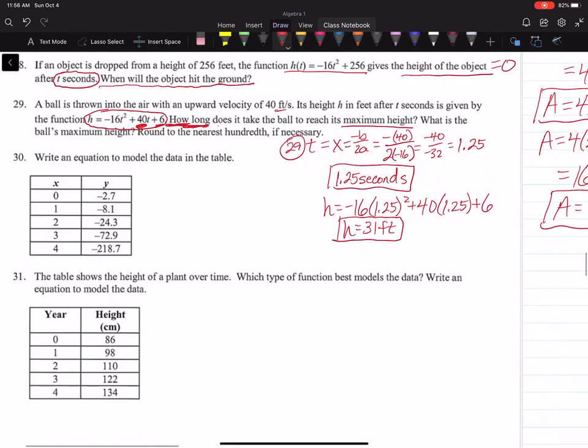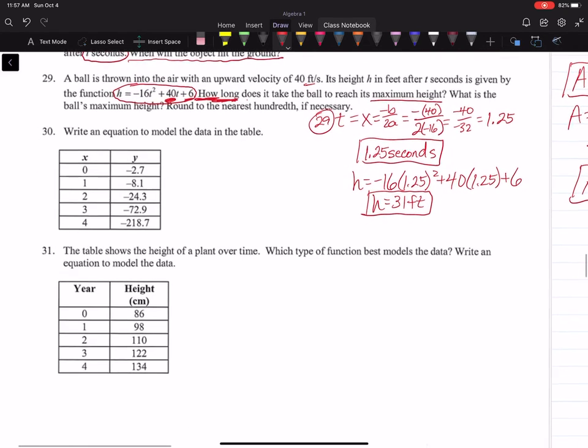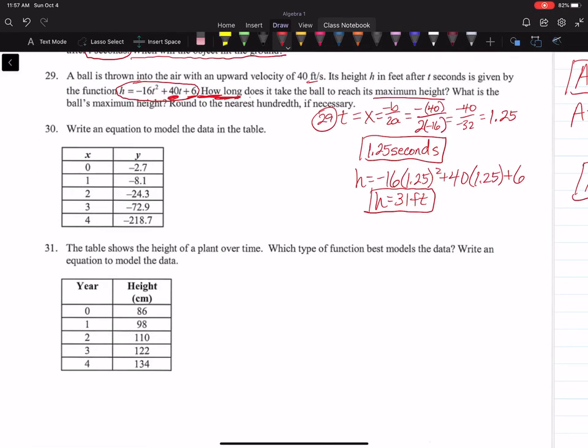The last two, 30 and 31, say write an equation to model the data in the table. So we're back to figuring out what kind of equation it is, and then we're going to go to stat in our calculator, plug it in, and use whichever type of equation we need. It might be linear, quadratic, or exponential. I don't know these are quadratics because it doesn't say anything about a parabola. It just gives you this model.